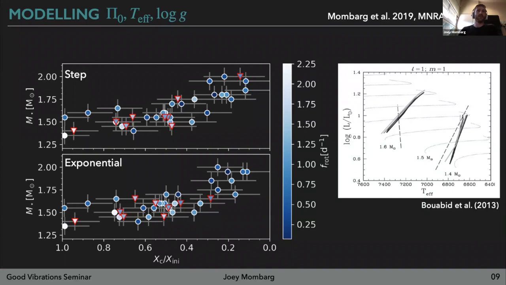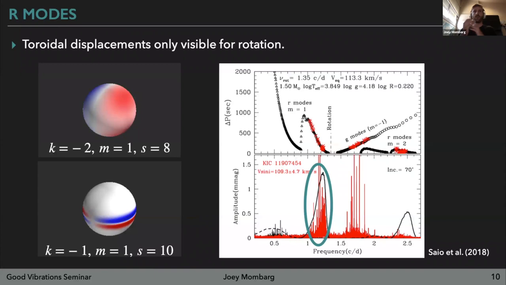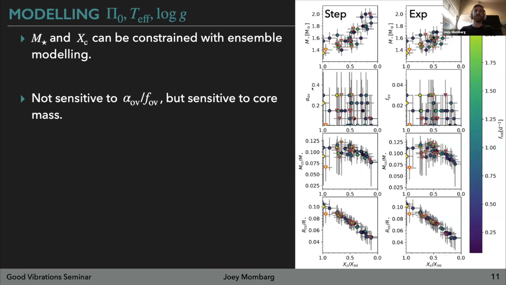So these triangles here are stars for which you also detected Rossby modes. These are toroidal displacements, which are only visible when you couple to spheroidal motions under the effect of rotation. They're typically characterized as a very distinct frequency hump, just close to the rotation frequency. I'm showing again the same plot in the top row here, once for step overshoot and once for exponential overshoot. And we see that these stars that have Rossby modes seem to be spread across the entire main sequence.